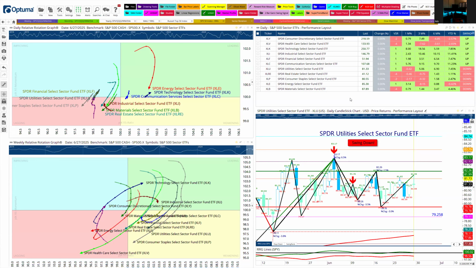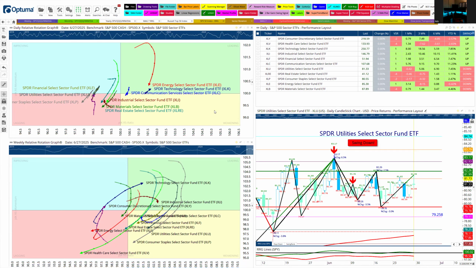I've been noticing this a lot. Because I know for a very long time that Apple and Microsoft used to always hold hands and were always trading together. Not anymore. Microsoft is just more into an AI play, moving along with semis.